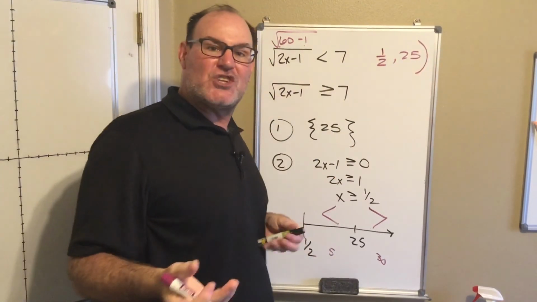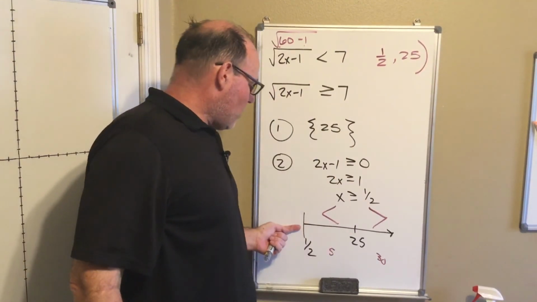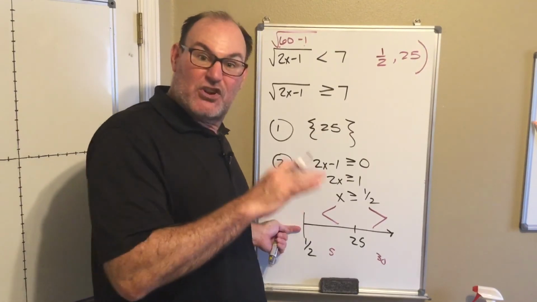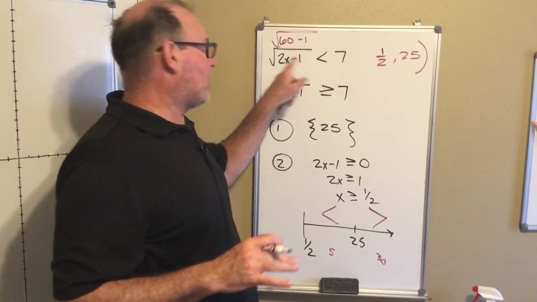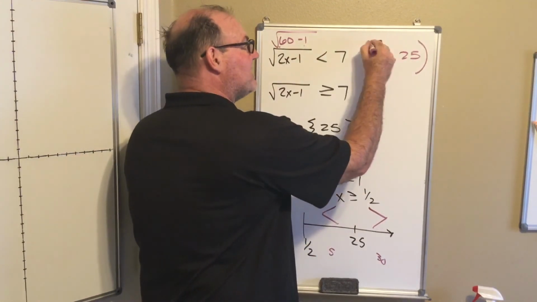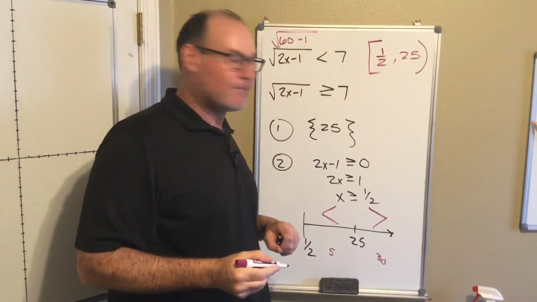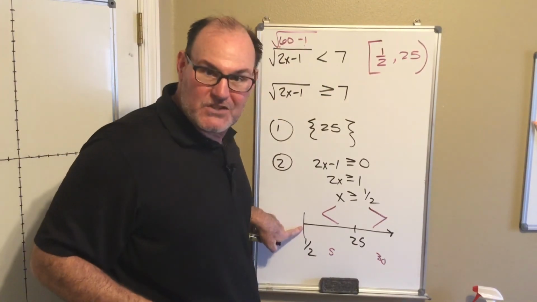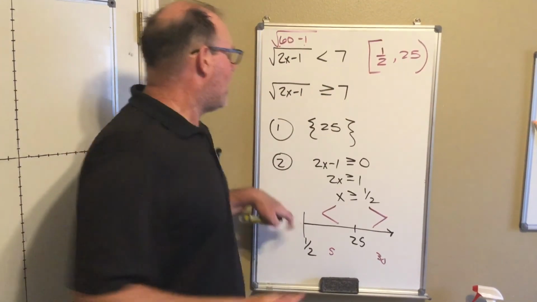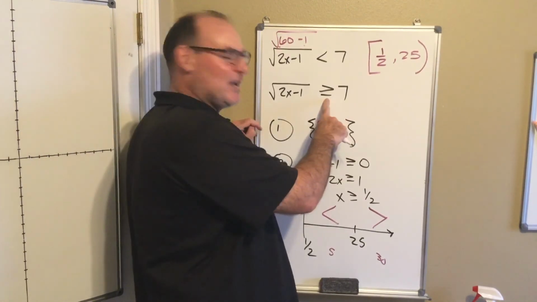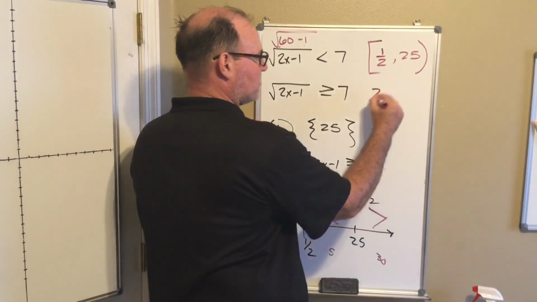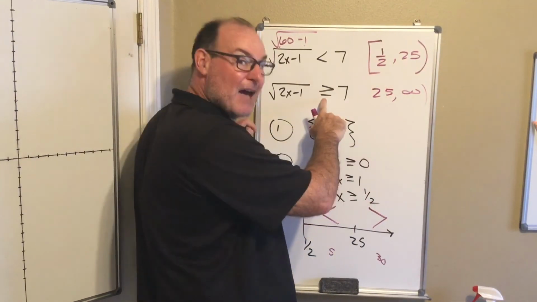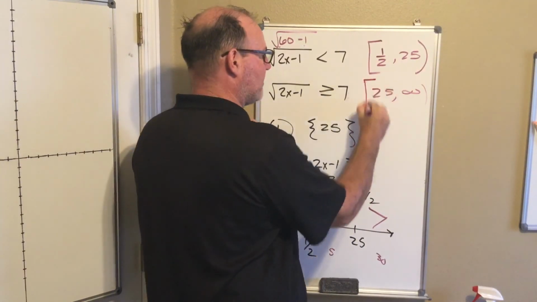Then once again, just like the last problem, since 1/2 is the beginning of the domain, this is where my radicand, what's under the radical, is 0. 0 is less than 7, so 1/2 is part of the solution set. This point here will always be part of the solution set, rest assured. All right, and then this one is greater than or equal to. That is this interval. So that's from 25 to infinity. And then on the 25, since I am interested in the point of equality, I put a bracket there.